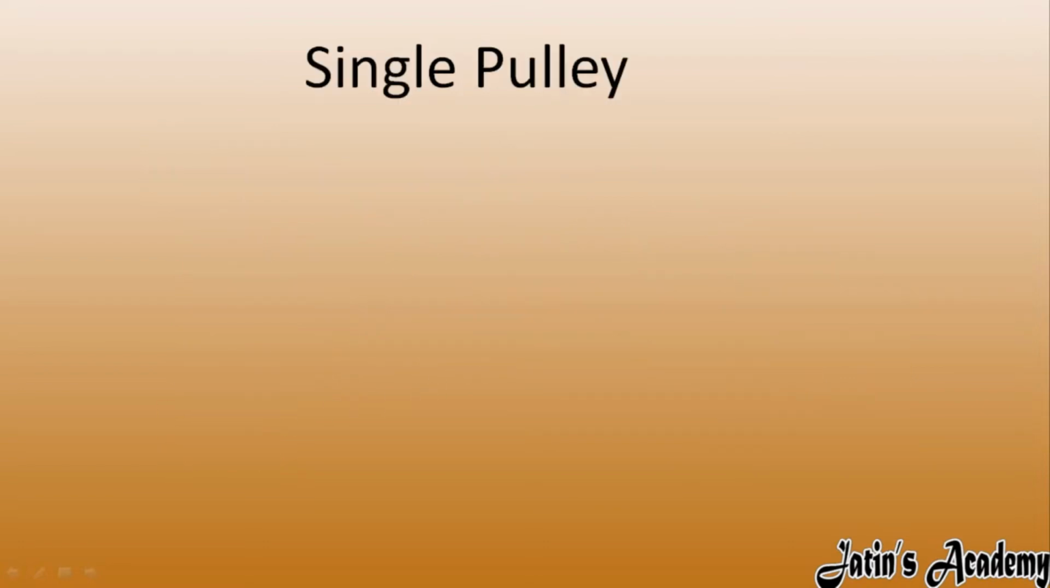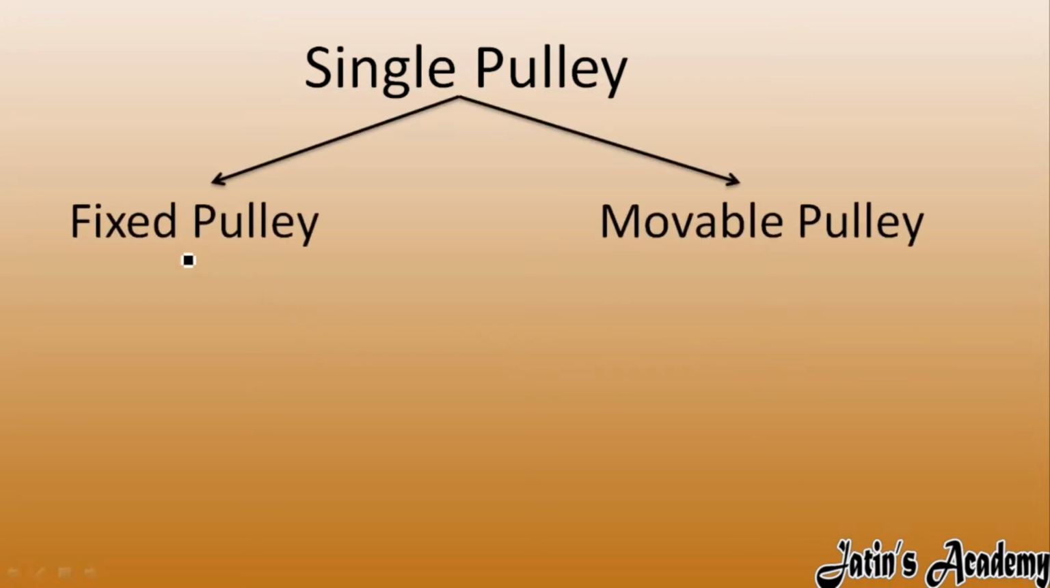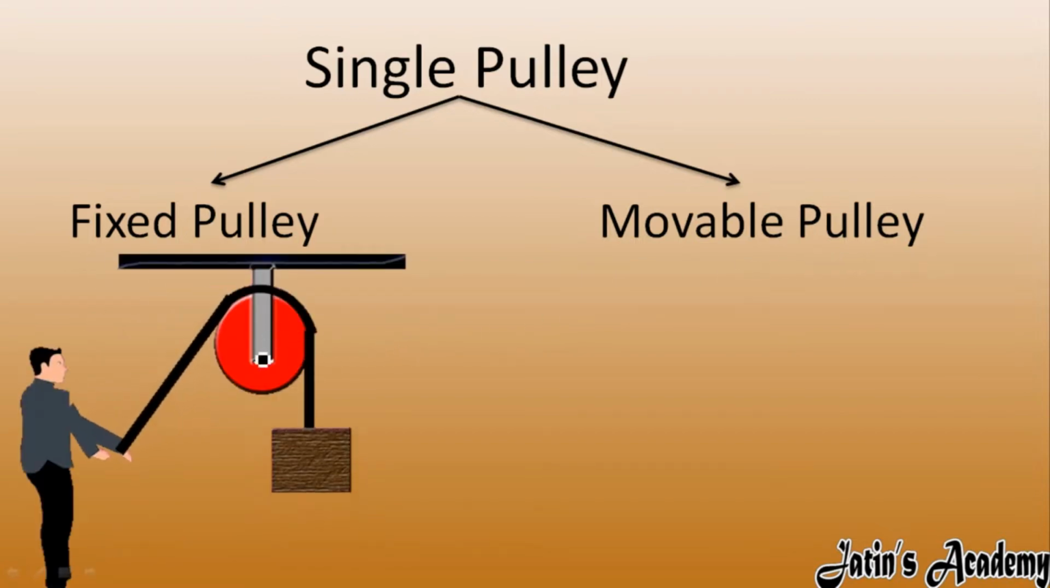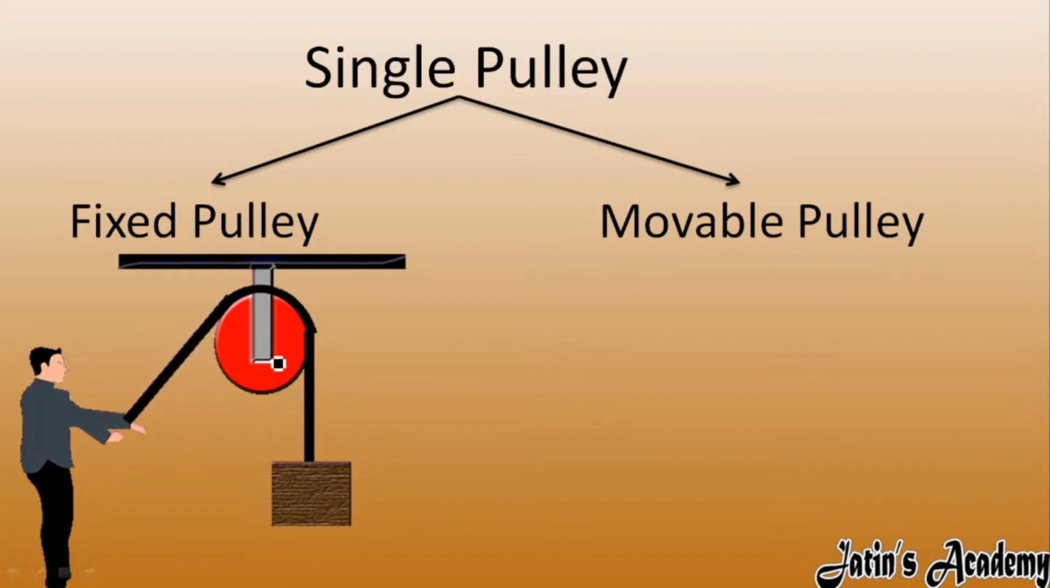Next we have to see how we can use a single pulley. Single pulley we can use in two ways. First we have fixed pulley and second we can use it as a movable pulley. What is the meaning of fixed pulley? Fixed pulley means the pulley whose axis of rotation is not moving or fixed.